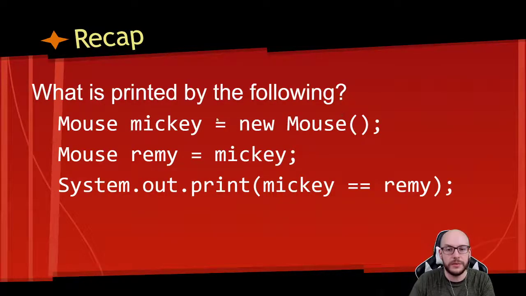Okay, what if I do this? What if I say Mickey is a new mouse, and then I take Remy and tell it to point at the same thing Mickey is pointing at? Well, yeah, if I use this relational operator to then check the pointers, these two are in fact pointing at the same object.